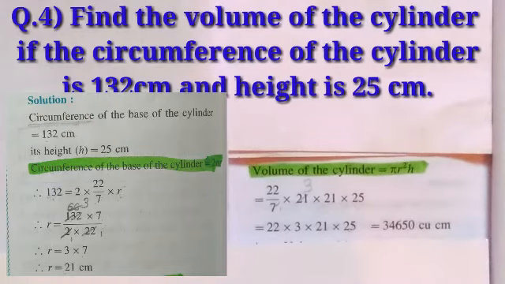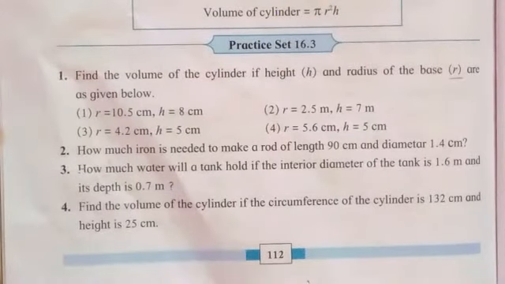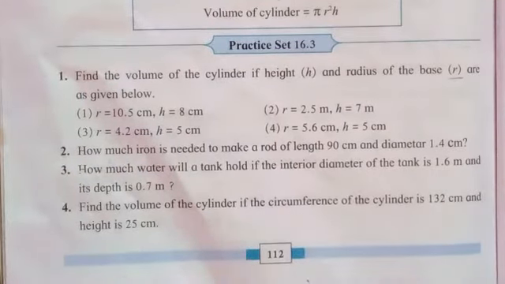At last we have to write the answer in words. The volume of the cylinder is 34,650 cubic centimeter. Got it students? Take a screenshot and write the answer systematically in your classwork notebook. So students, like this way our practice set number 16.3 is over.